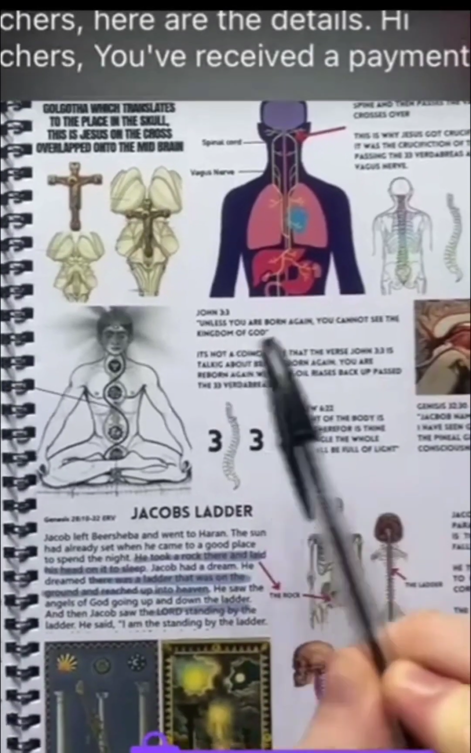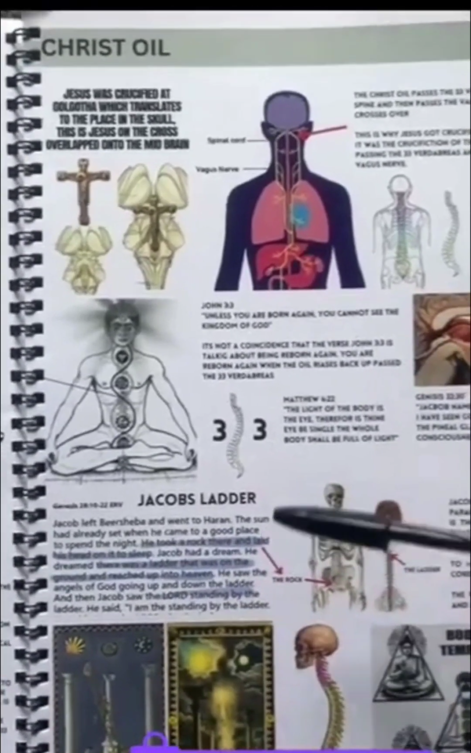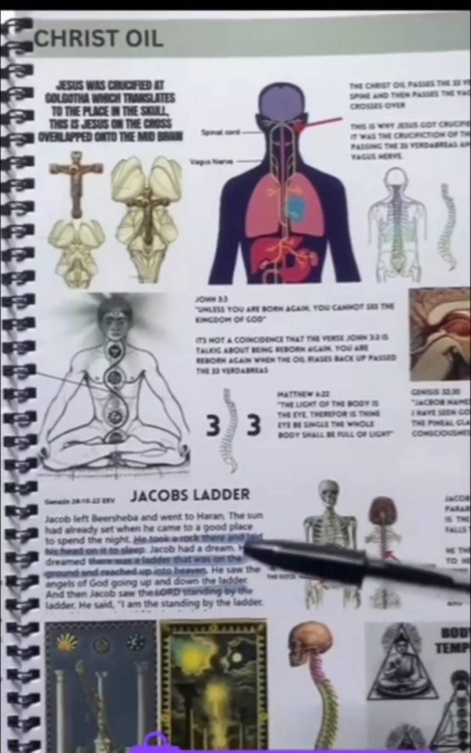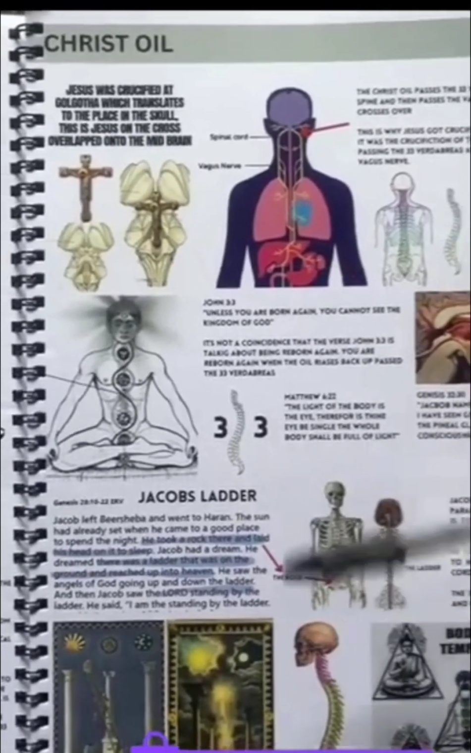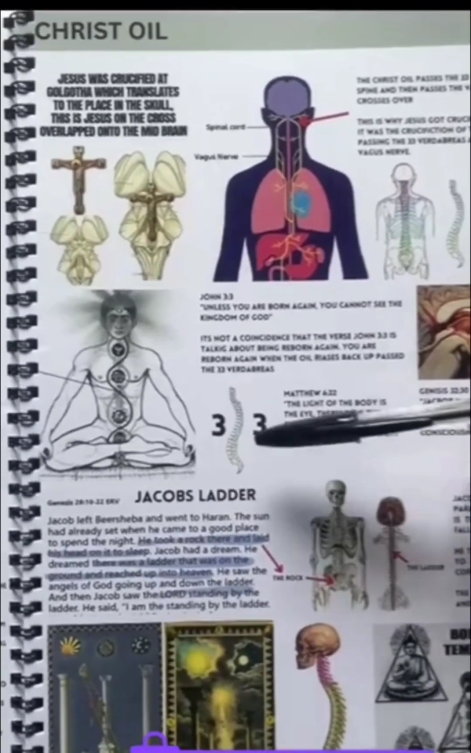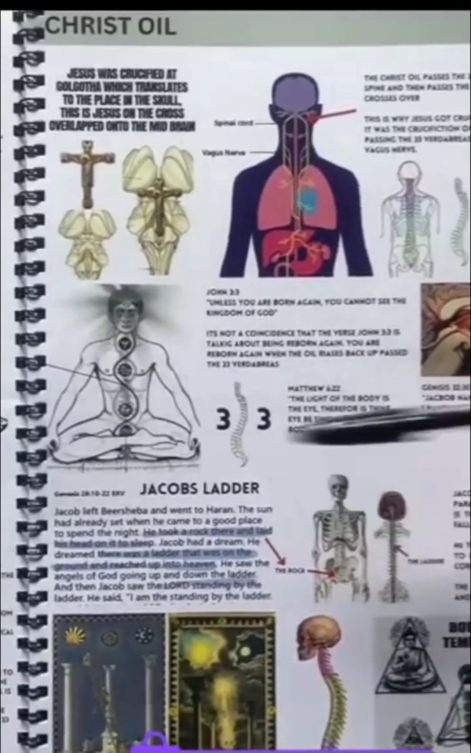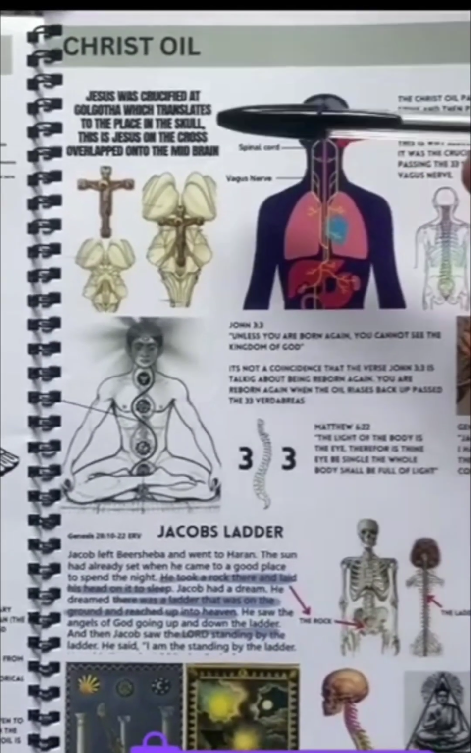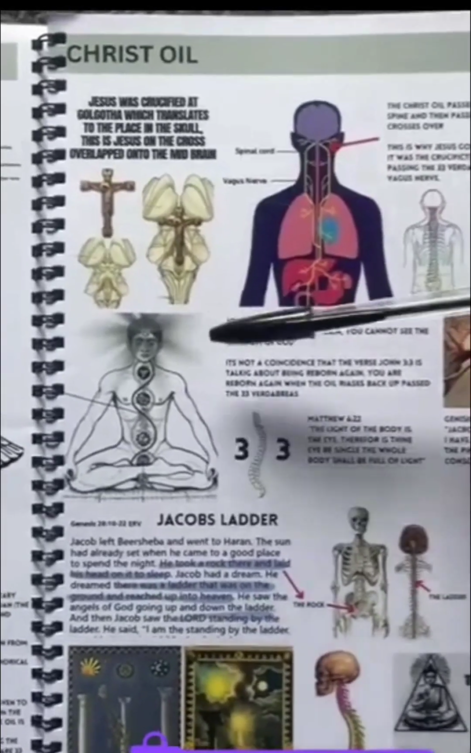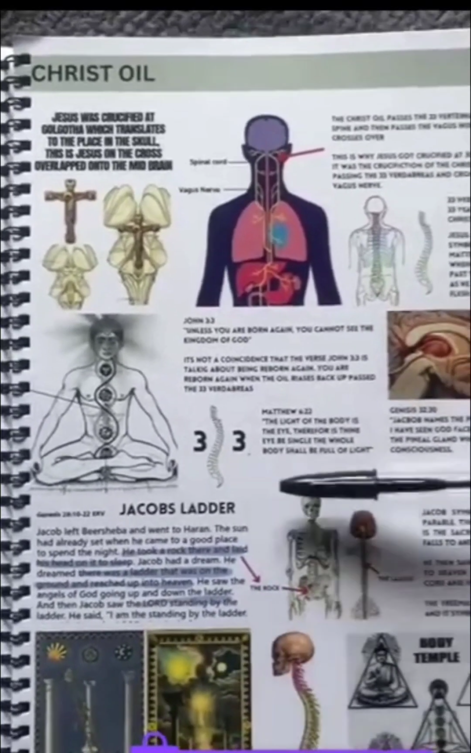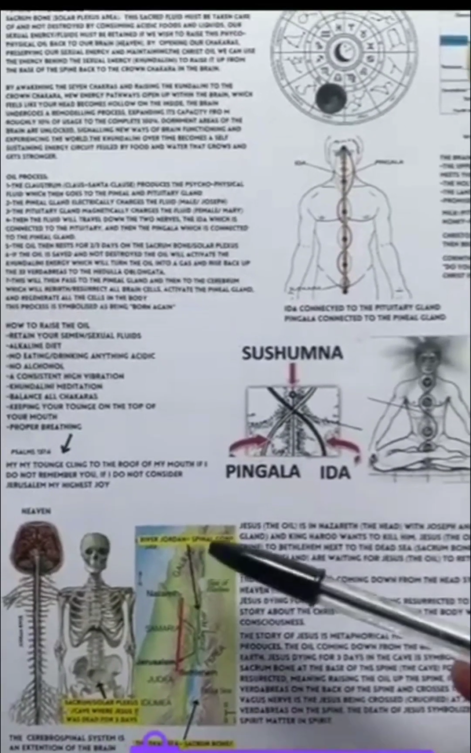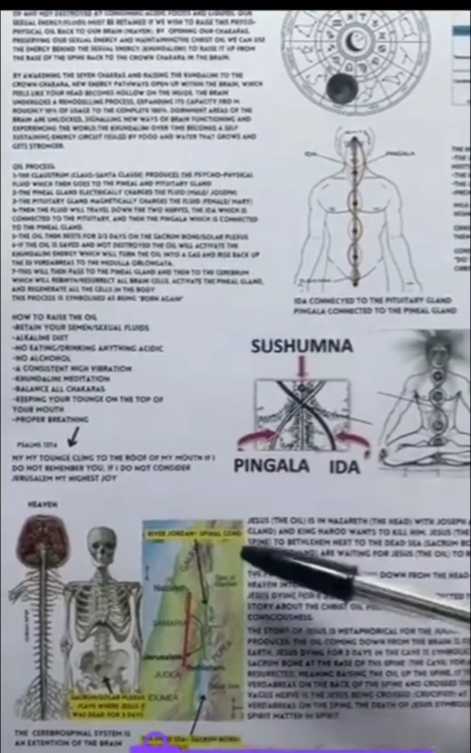Unless you are born again, you cannot see the kingdom of God. You are born again by activating 100% of the brain. When you raise the oil up the 33 vertebrae on the back of your spine, which is the 33 years of Christ. Jesus was crucified at Golgotha, which translates to a place in the skull. It's an internal process. This is why every religion has a sacred river, because the river is your spinal cord.